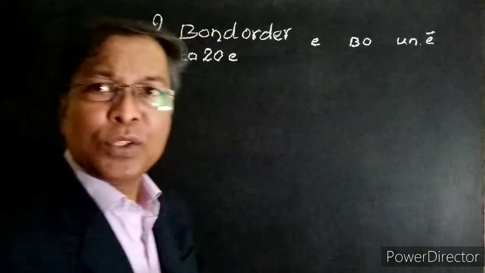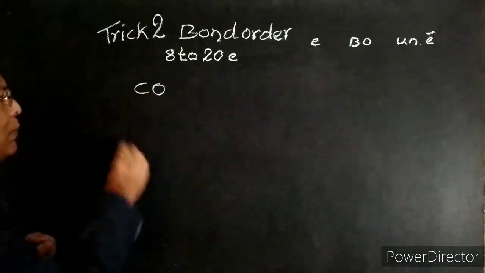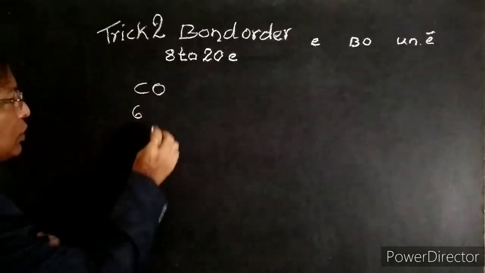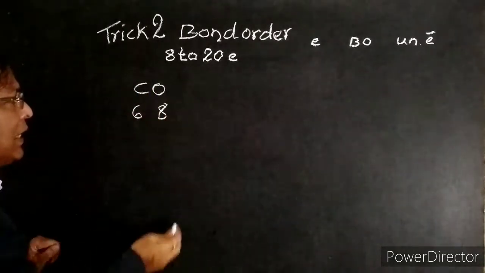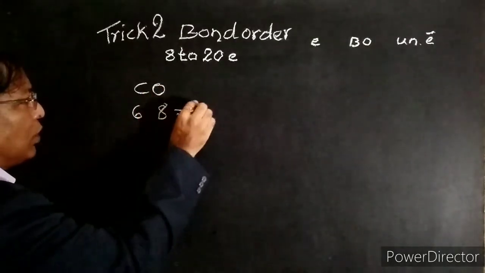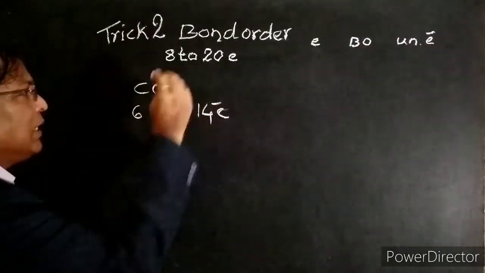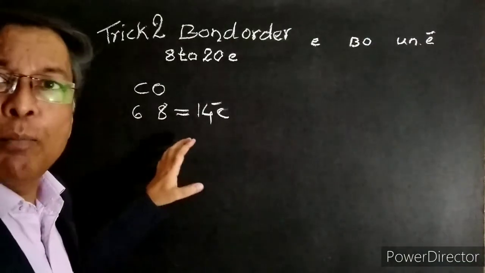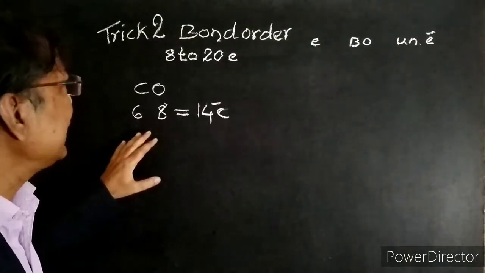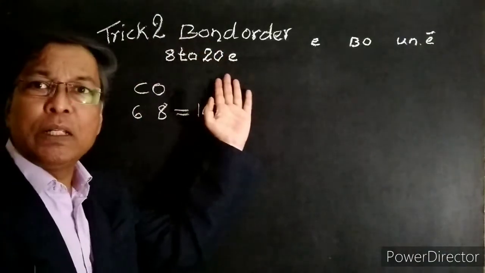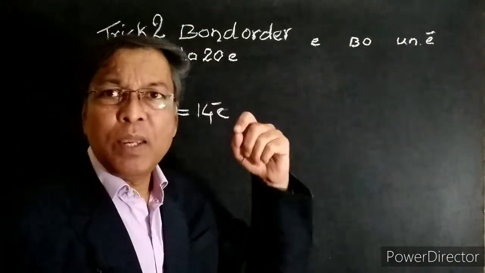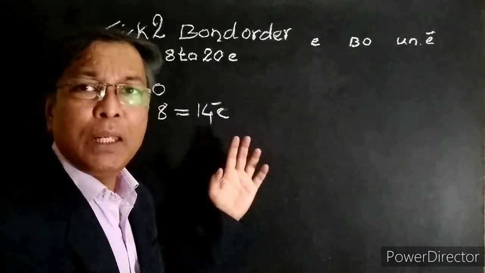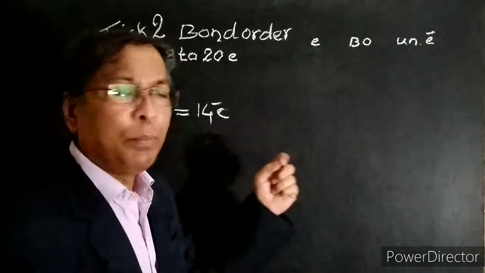Here we go. Let us consider an example, carbon monoxide. Atomic number of carbon is 6, therefore it has 6 electrons. Atomic number of oxygen is 8, so it has 8 electrons. Total electrons in this molecule is 14. There are 14 electrons present in carbon monoxide. So, in order to find the bond order for molecules which contain more than 8 and up to 20 electrons, we are going to learn one amazing trick. I will explain this trick first, then we will solve many IIT NEET previous questions.